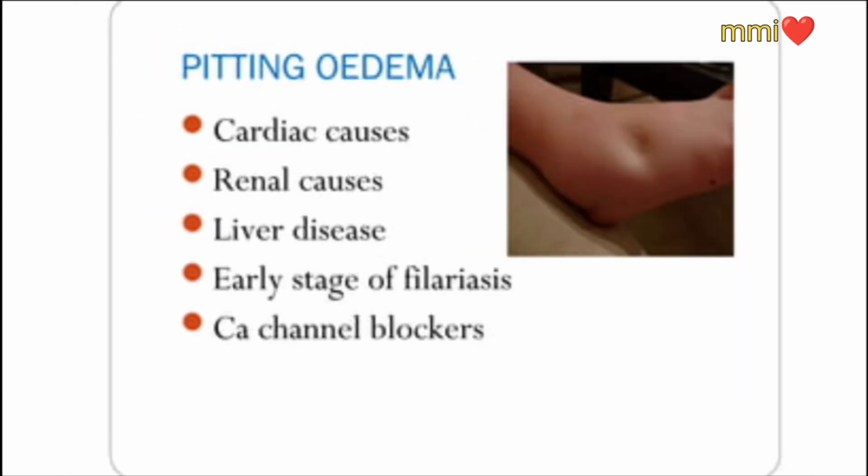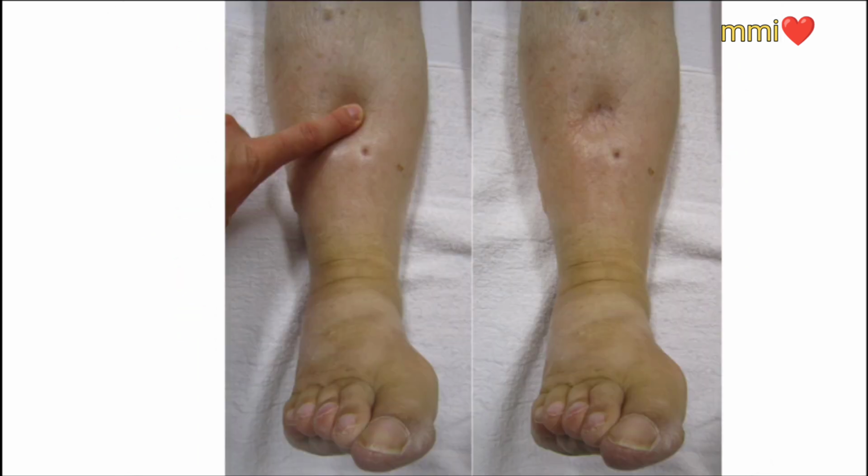Next is pitting edema, seen in cardiac causes, renal, liver diseases, early stages of filariasis, and calcium channel blockers. Okay, pitting type of edema. Liver diseases like cirrhosis of the liver. Renal is CKD. Cardiac is congestive heart disease. Okay. You can see this is a pitting type of edema. So I will upload a shot. Okay, you can see that shot also. I have demonstrated a pitting edema in a CKD patient.